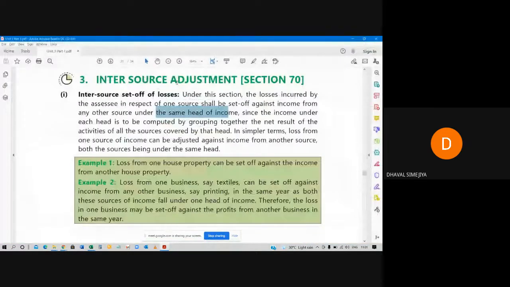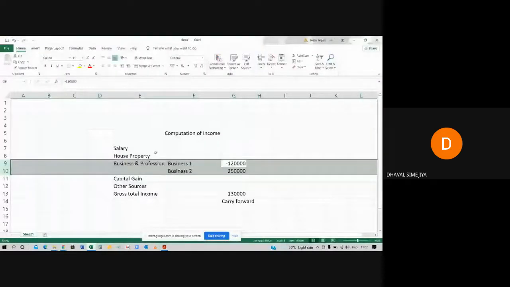Okay. Since the income under each head is to be computed by grouping together, grouping together means they will be grouped, and the net result of the activities of all sources covered by that head. In simpler terms, loss from one source of income can be adjusted against the income from another source, both the sources being under the same head. Sir, please give the examples. Look, loss from one house property can be set off against the income from another house property. The same example I have given to you here.